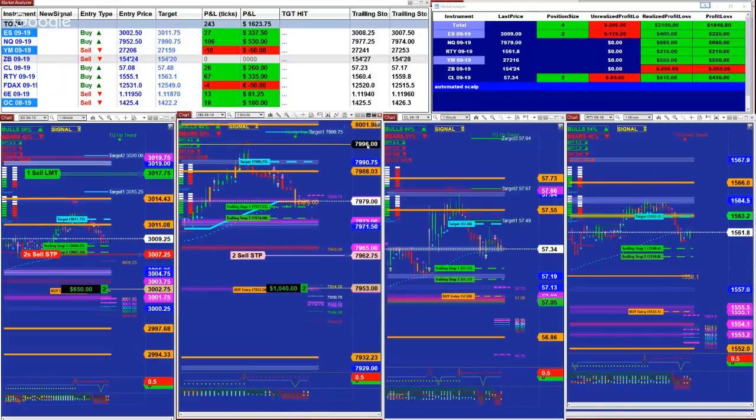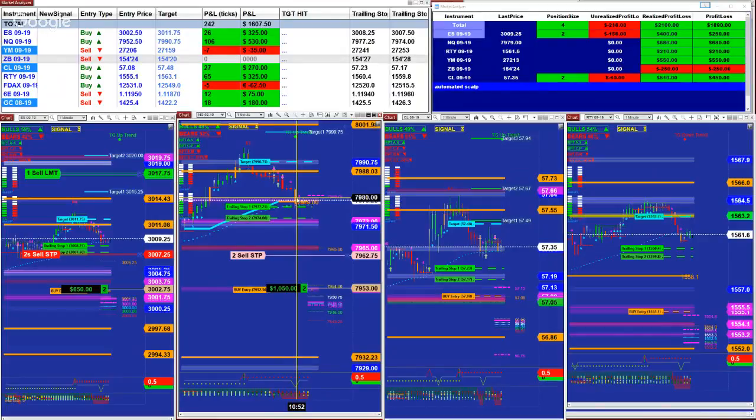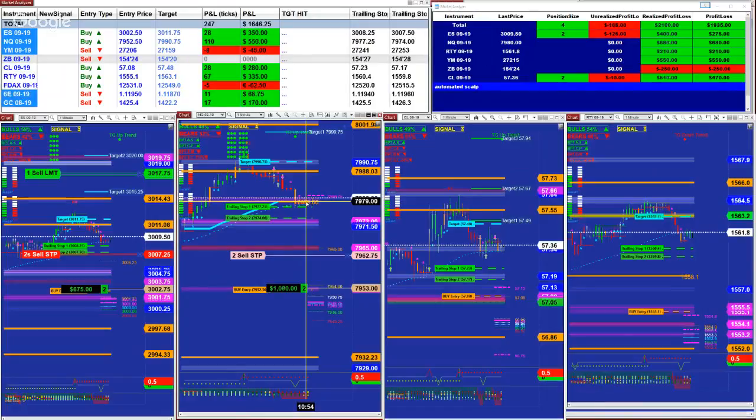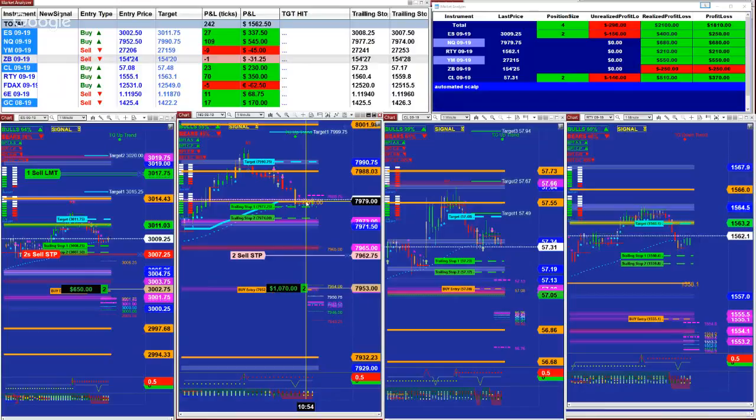And for me, Lorenzo, go ahead and take a long right there on the Nasdaq on a sim. Take a long on the sim right there, and be quick about that trade.